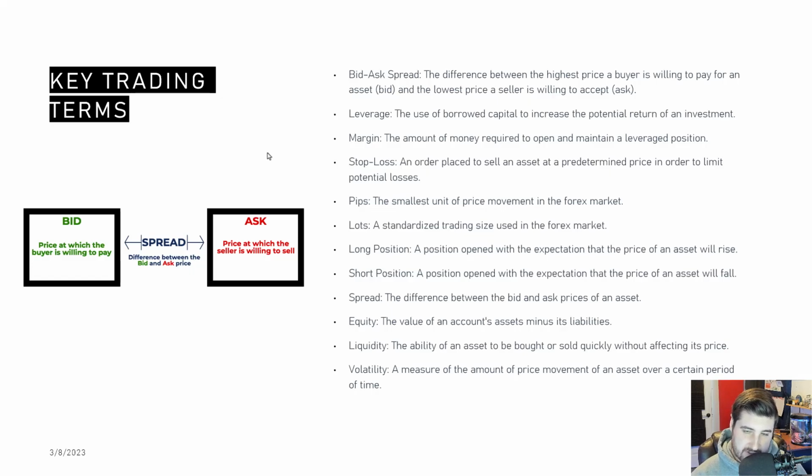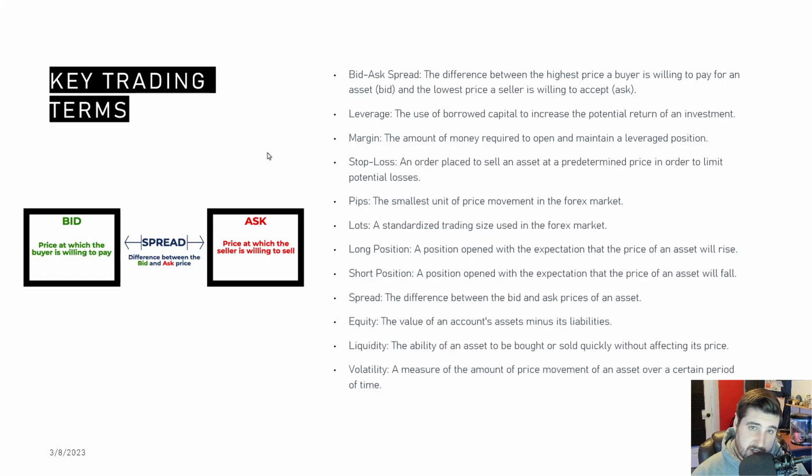Now, pips are used in Forex, the smallest unit of price movement in the Forex market. And lots, or what we would say is lot size: are you going to take one lot size or two? It's a standardized trading size used in the Forex market, and it was the 100,000, right? So when you're starting out and you have a smaller account, you'll be taking 0.1 of a lot. So you would cut back to 10,000 instead of 100,000.